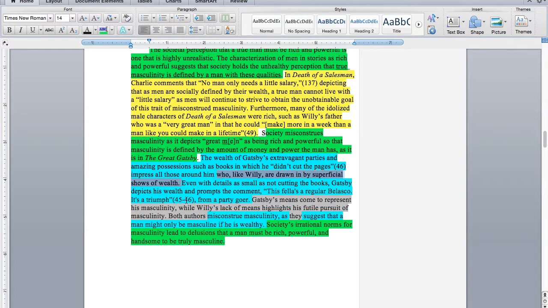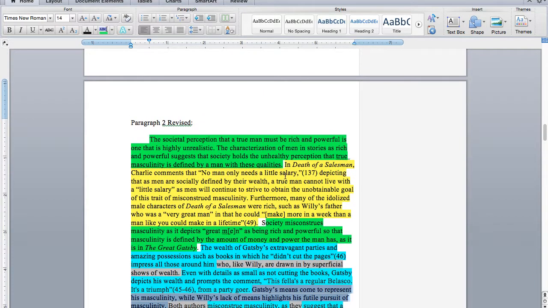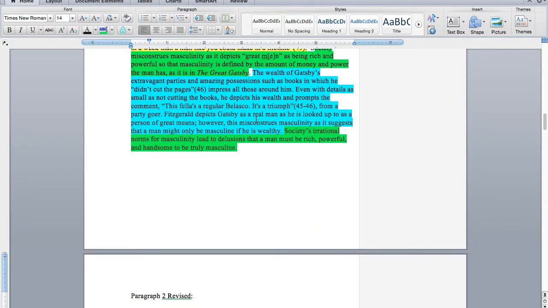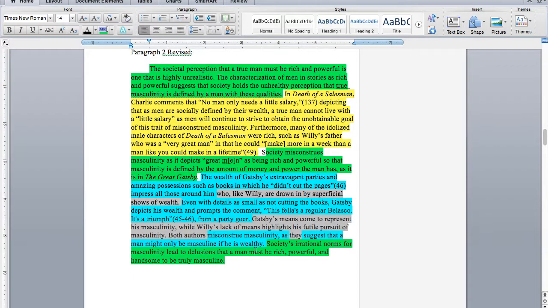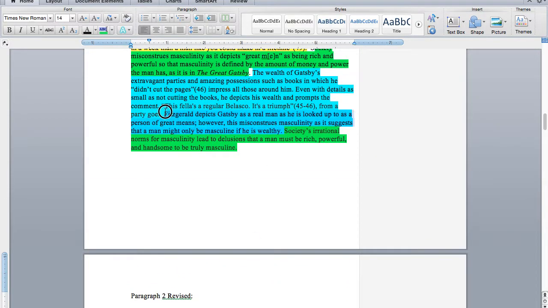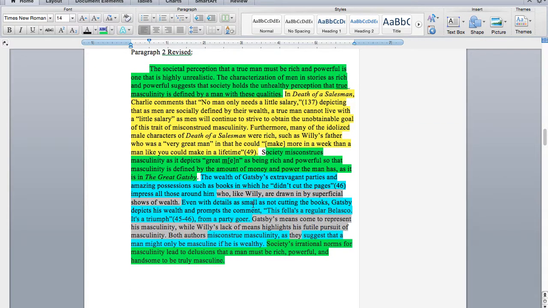I've also added here this sentence: "Gatsby's means come to represent his masculinity, while Willie's lack of means highlights his futile pursuit of masculinity." In the original version, it just said that masculinity could only happen if it's a person of great means, right? Then I've added in this idea that both authors are misconstruing masculinity. So basically, I've taken the final sentence here that was just about Gatsby, and I've expanded it to become about both Gatsby and Willie Loman, right? So those gray marks create more interaction within that second text. So let's look at this again.